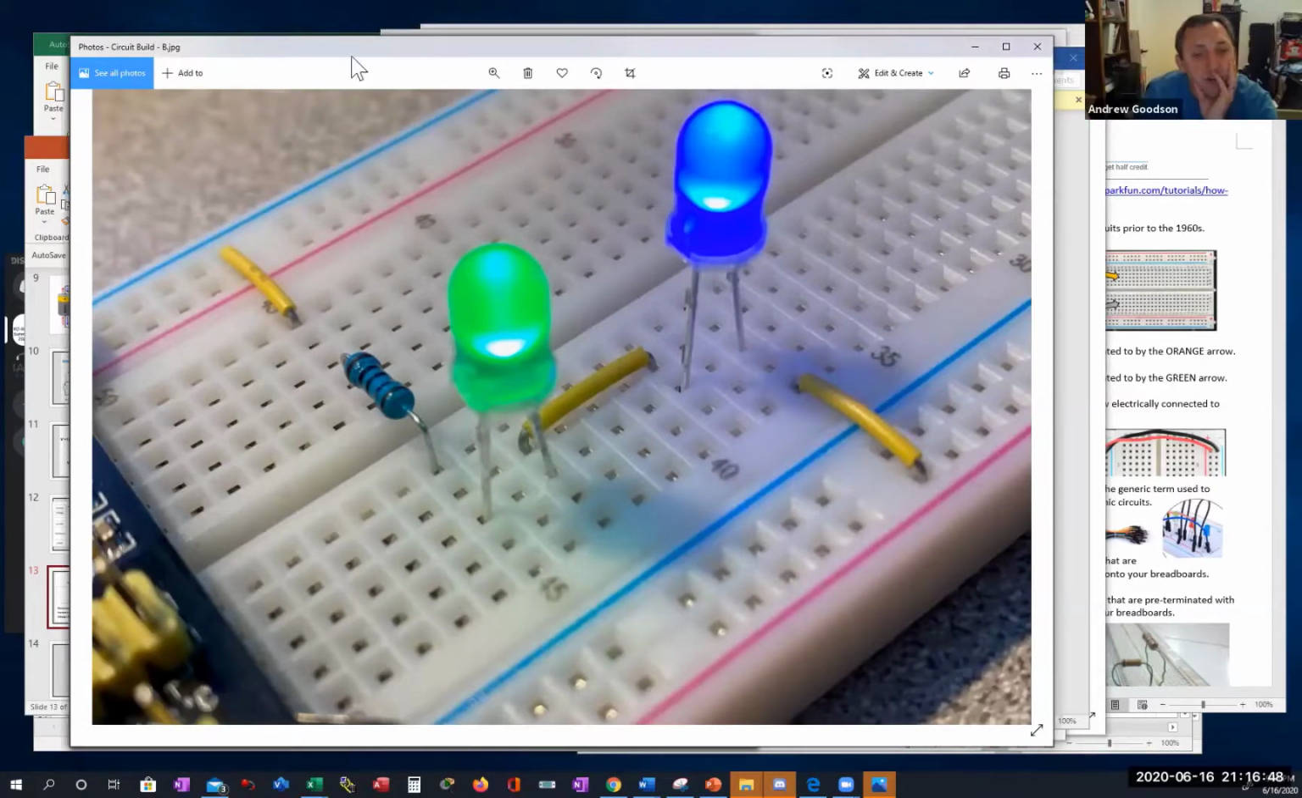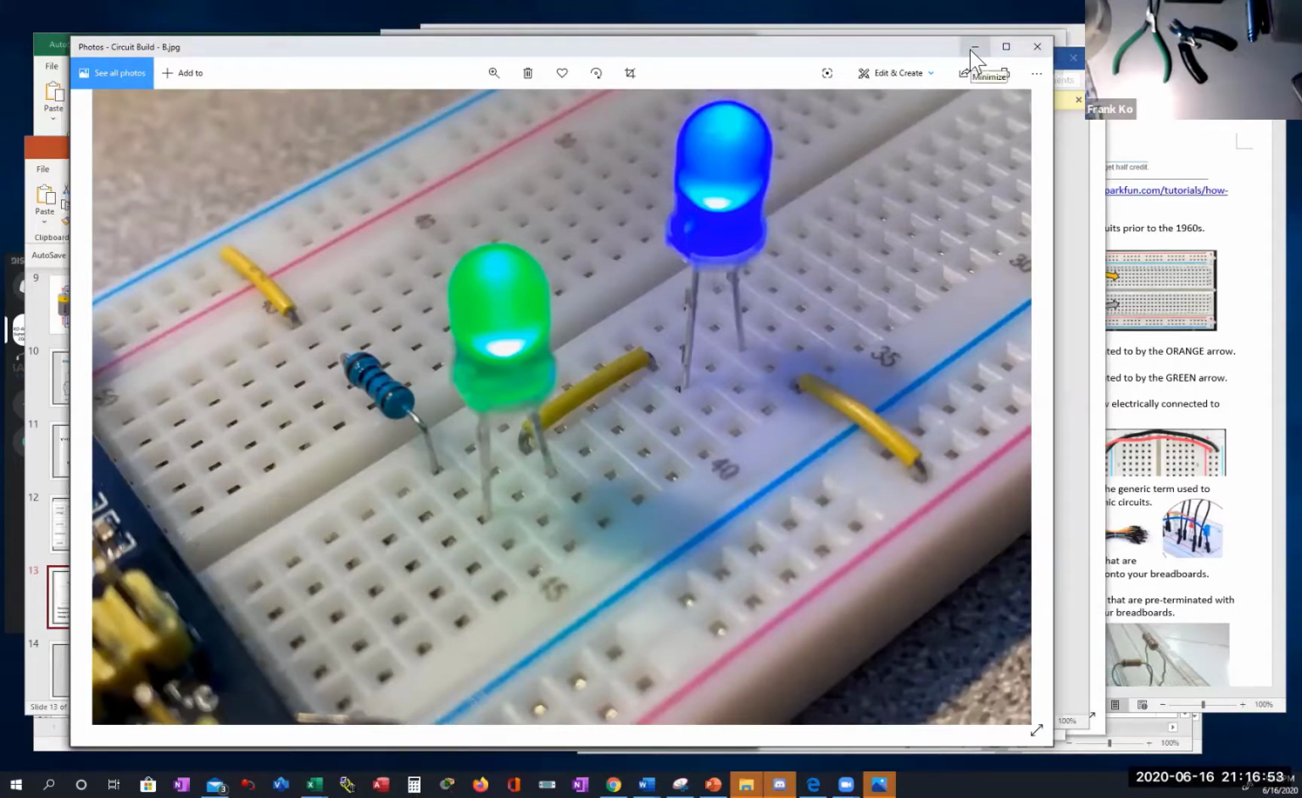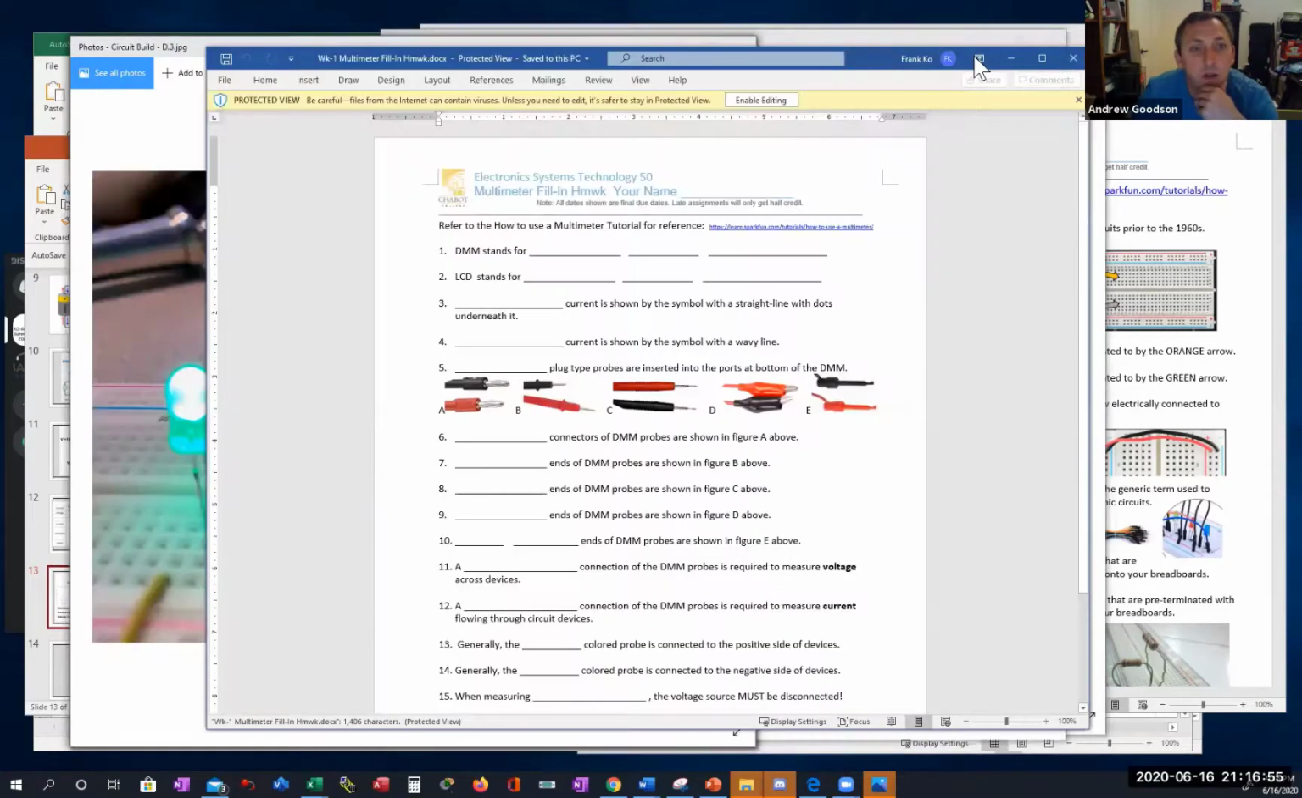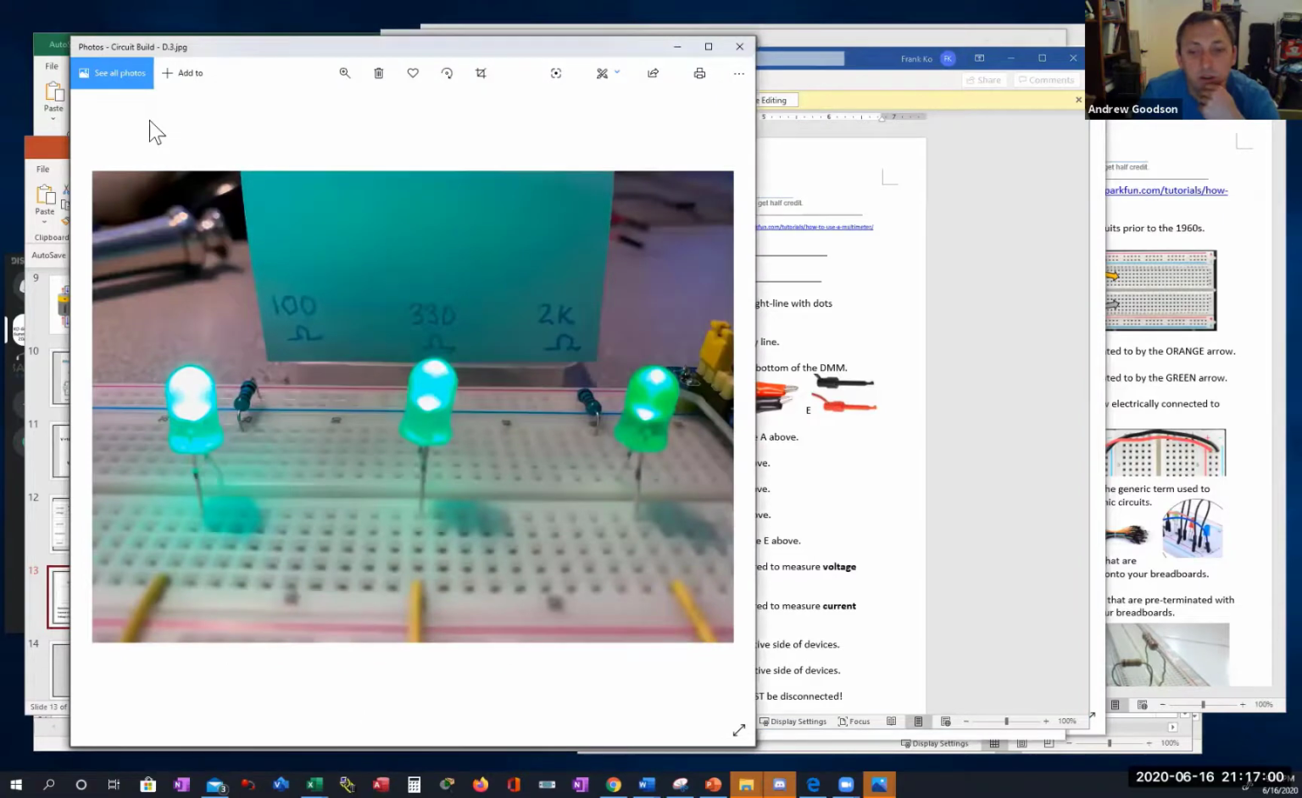All right. Professor Ko, I have a question. Yes, please. What's your question? I'm looking at the homework assignment. For A1 through E1, where do we find out the resistor values for those?